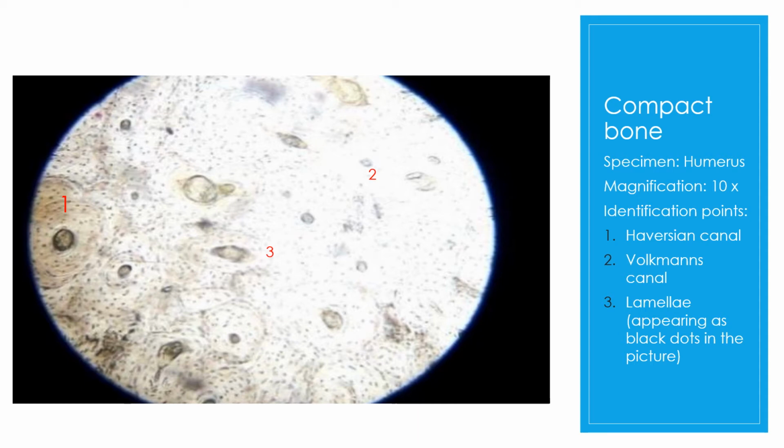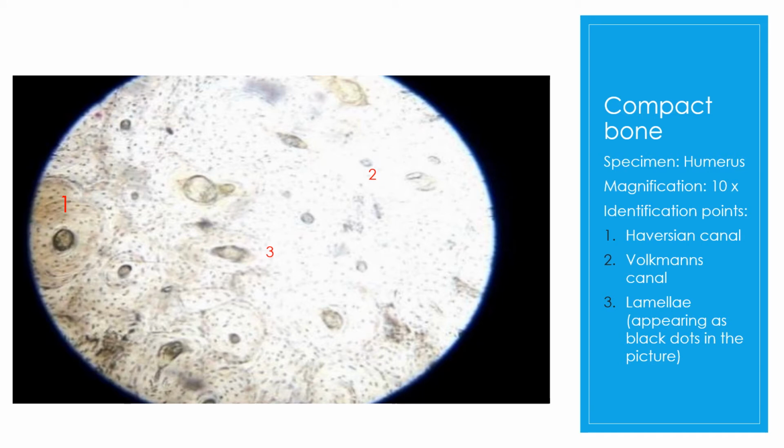The second point which you need to identify, these are the Workman's canals. You all know the Workman's canals are the tubular channels which connect these Haversian canals with each other. So when you study a slide of the compact bone under the light microscope at 10 magnification, at low magnification, this is how the Workman's canals, the label 2, are going to appear under the light microscope.